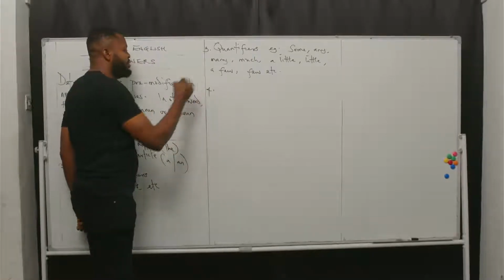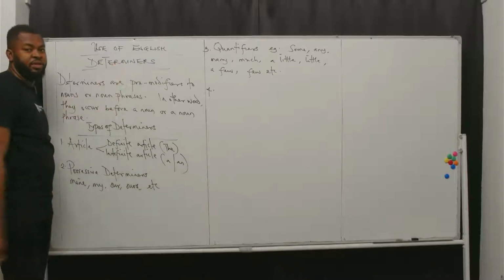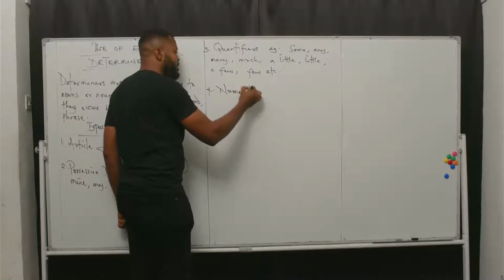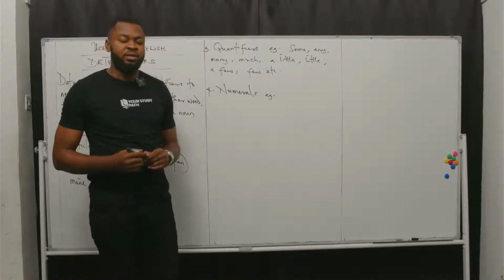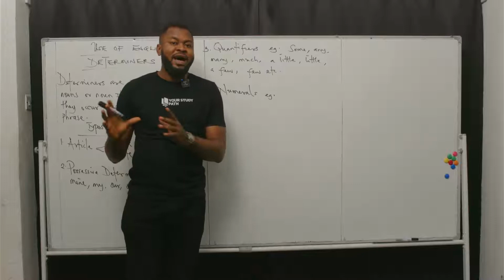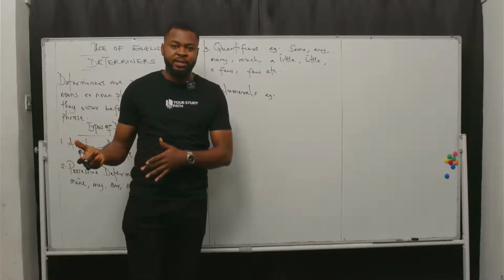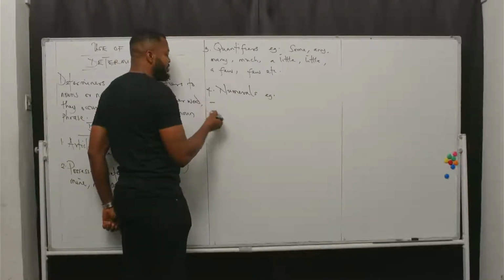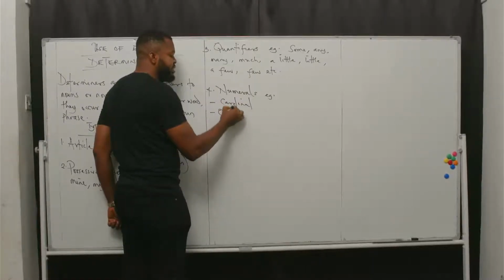Now, number 4, that's the fourth aspect of determiners. That's known as numerals. Numerals here is talking about the ordering of numbers, ordering of items, and we can only use numbers to indicate these orderings. So numerals has 2 types. Here we have cardinal and also we have ordinal.